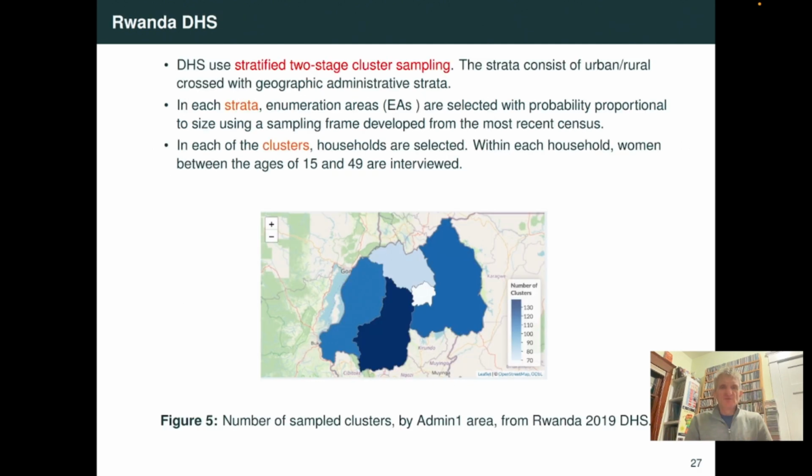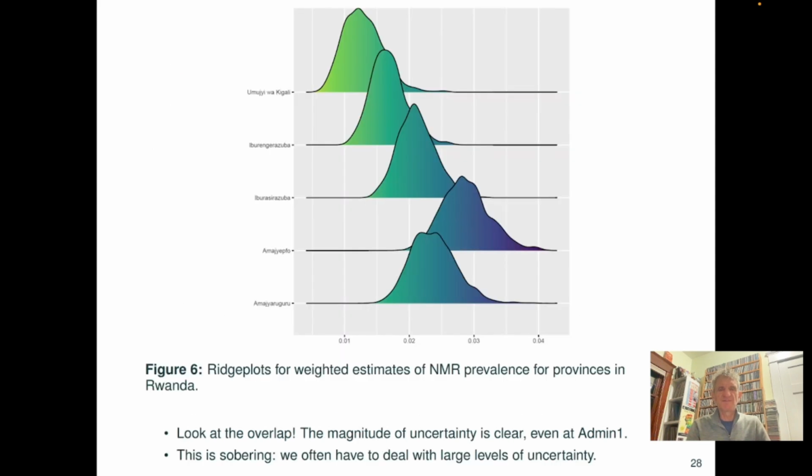So as we said, we use this stratified 2-stage cluster sampling, urban rural areas crossed with, in this case, the 30 admin 2 areas. And we sample areas. We've seen all this before, but just to remind, here are the number of clusters. The smallest number of clusters are in Kigali, and then the largest number in this area here, and then intermediary in the other 3 areas. This is at the admin 1 level. These are all the number of clusters sampled. Remember, there were 500 in total in Rwanda in that survey.